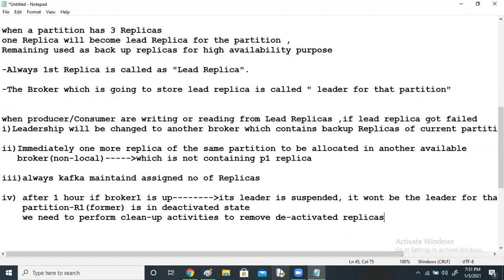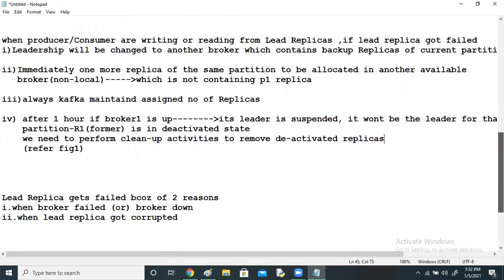Now, if you observe here, one second. Refer to figure one now. They forward the notes of the Bloom theory Word document. Okay, one second.